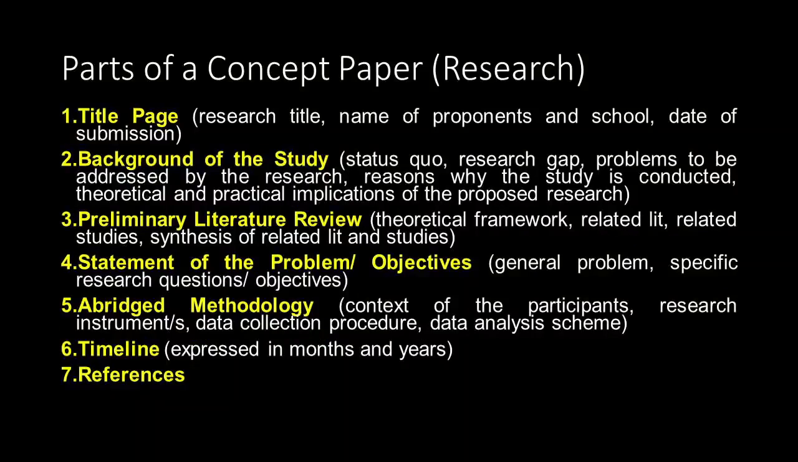Okay, for the concept paper for a research paper, however, there are more components. There are 7 major parts. First is the title page. Second is the background of the study. Third is the preliminary literature review. Fourth is the statement of the problem or of the objectives. Fifth is the abridged methodology. Sixth is the timeline. And seventh, you have your references.